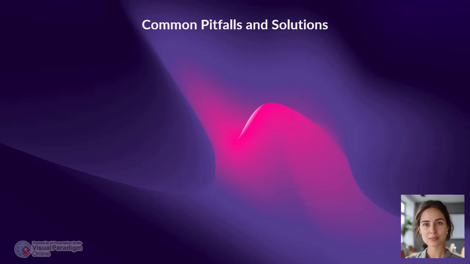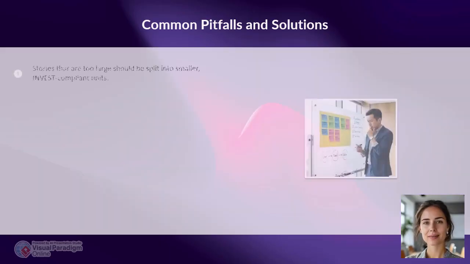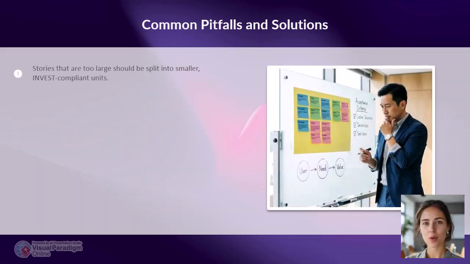Even experienced teams fall into traps when writing user stories. Recognizing these common pitfalls early allows you to correct course and maintain a healthy backlog. If a story feels overwhelming, it is likely too big. Break it down into smaller, independent pieces that can be completed within a single sprint to reduce risk.